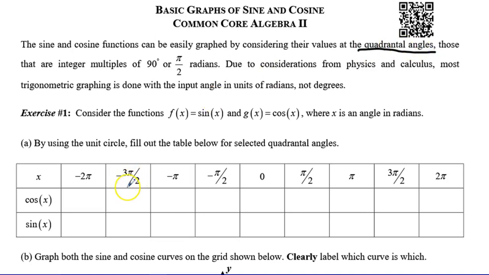In other words, the ones that end on the axes, the ones that are multiples of 90 degrees or pi over 2. Now we're typically going to do our graphs in terms of radians. So you can notice here all the x's are in terms of pi. So what I'd like you to do is go back to your unit circle and find the cosine values. Of course, that's the x, right? The cosine values of these particular angles.